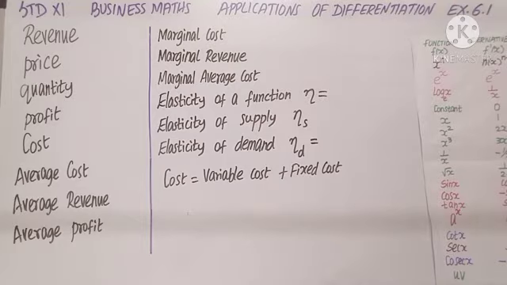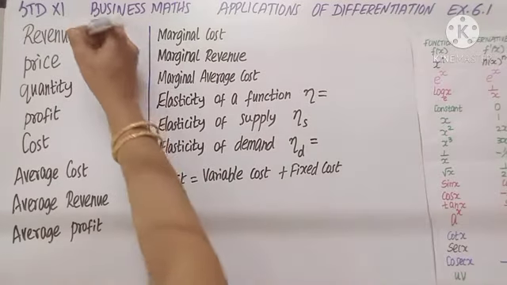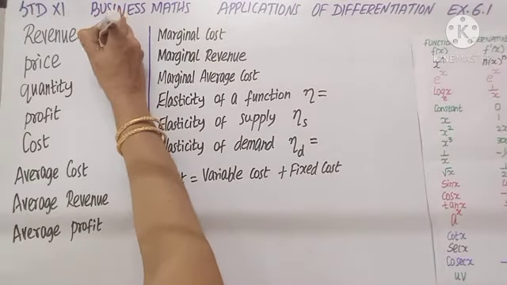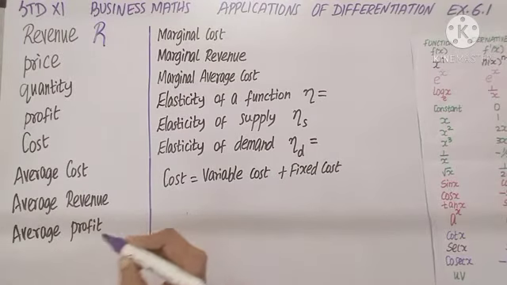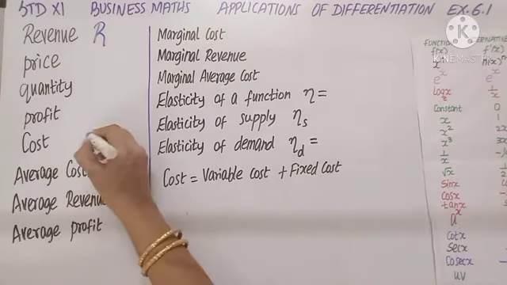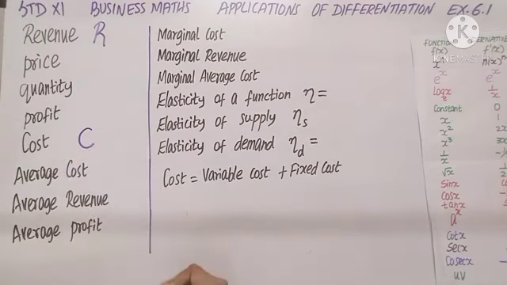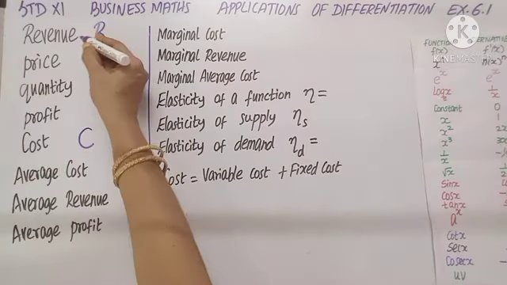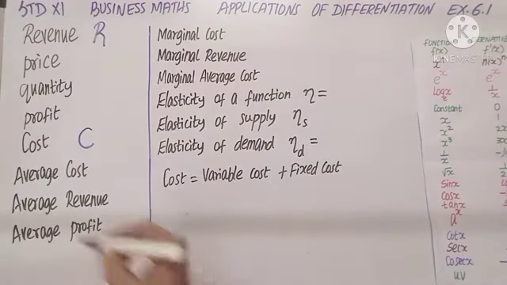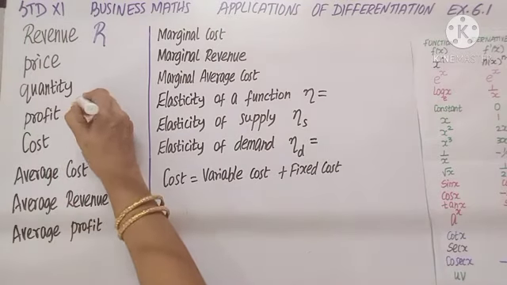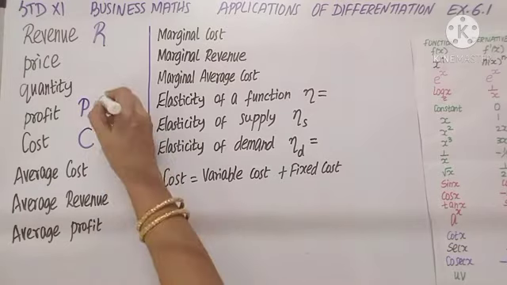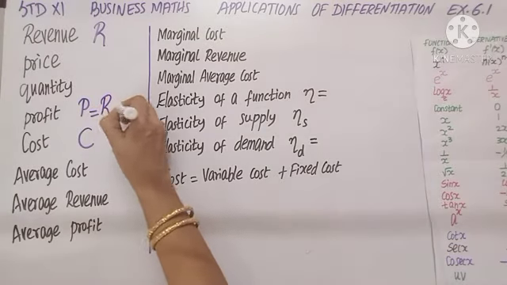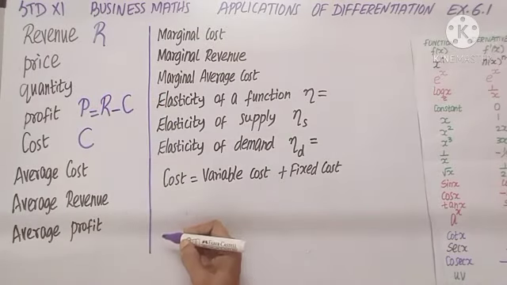Revenue. The income that we get, we term revenue, denoted as capital R. Expenditure, the cost, that we denote as capital C. Once I know revenue and cost, naturally I should know what is profit, we term as P. Profit is nothing but revenue minus cost.